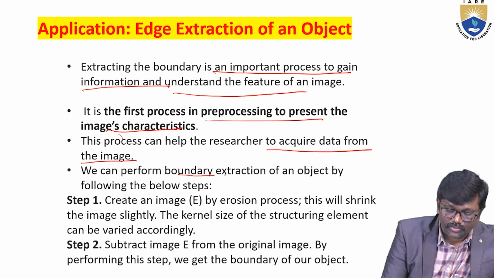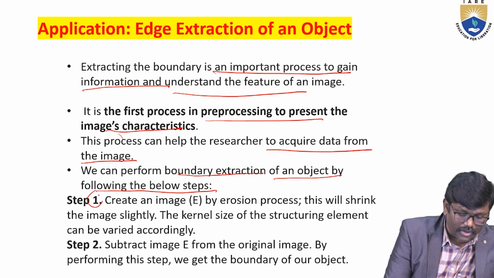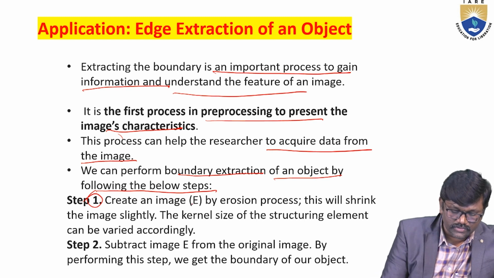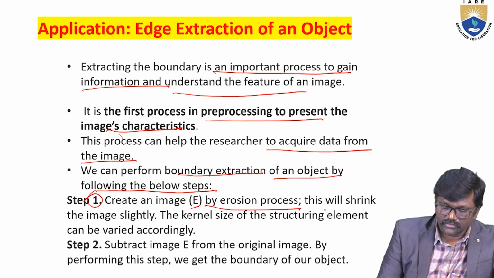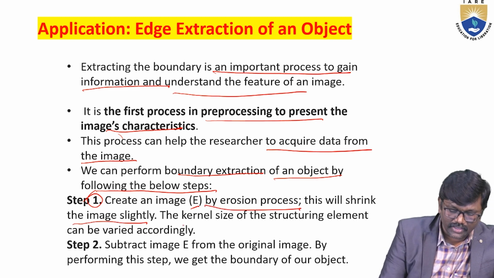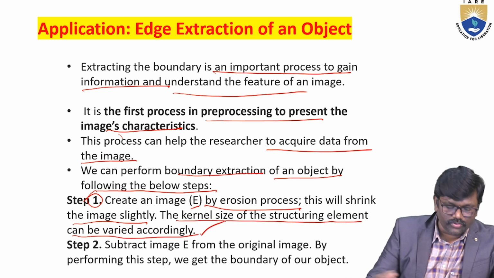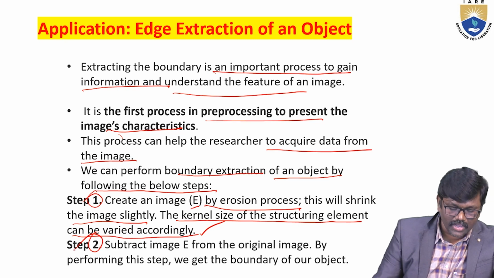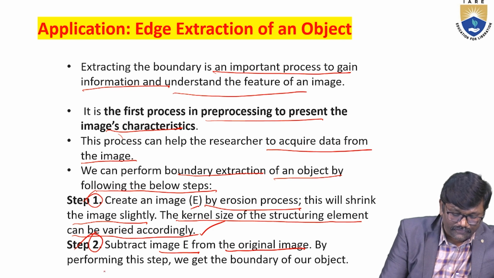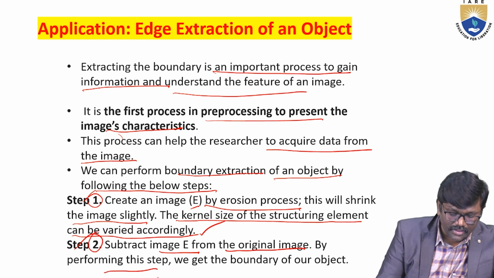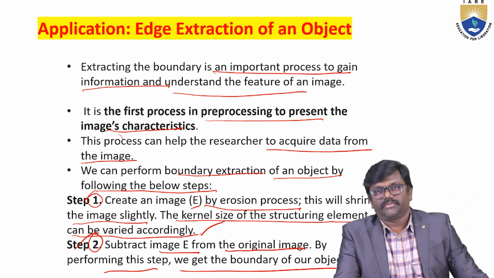You can perform the boundary extraction of an image by following these steps. Step number 1 is to create an image E, where E means erosion. By the erosion process, this will shrink the image slightly. The kernel size of the structuring element can be varied accordingly. Step number 2: subtract the image E from the original image. By performing these steps, you can get the boundary of our object.